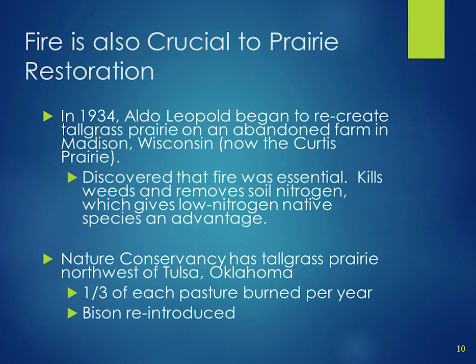In 1934, Aldo Leopold began to recreate tallgrass prairie on an abandoned farm in Madison, Wisconsin, now the Curtis Prairie. He discovered that fire was essential. It kills weeds and removes soil nitrogen, which gives low nitrogen native species an advantage. The Nature Conservancy has tallgrass prairie northwest of Tulsa, Oklahoma. One third of each pasture is burned per year, and bison have been reintroduced.